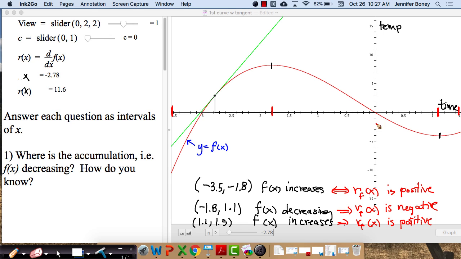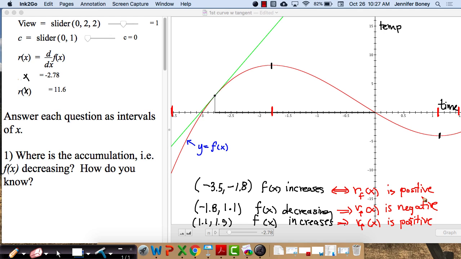While r sub f of x is positive in this first section here, r sub f of x is positive from the left end of the graph to here. Is it a constant value? Is r sub f of x constant between negative 3.5 and negative 1.8? Is it the same constant positive value? We know it's positive, but is it one value or multiple values? Multiple values.